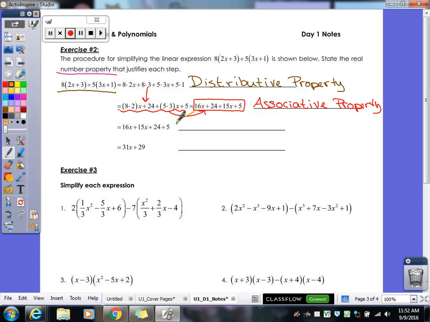So now from this step down to here, what did they do? Doesn't look like much of a change. It's a very subtle change. They changed the order. It was 16x plus 24, but now they put the 15x there. So they switched the 15x and the 24. Which one allows us to change order? Commutative.